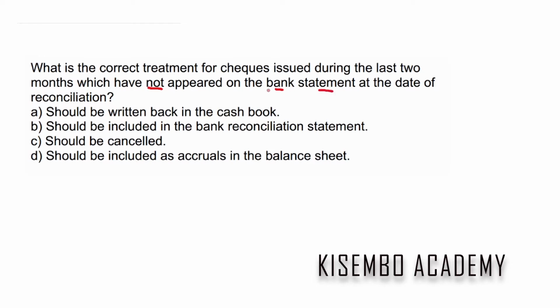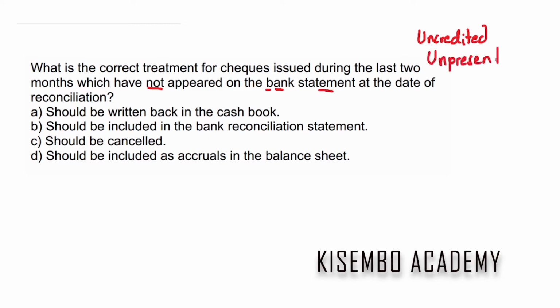Now, if these two checks have not appeared on the bank statement, it could either be because they have been uncredited or they have just not been presented, meaning they are unpresented checks. Uncredited checks are checks that you have received and given to the bank, but the bank has not yet credited your account. And unpresented checks are checks that you have issued out to your suppliers or whoever, and they have not yet deducted the money from your account.